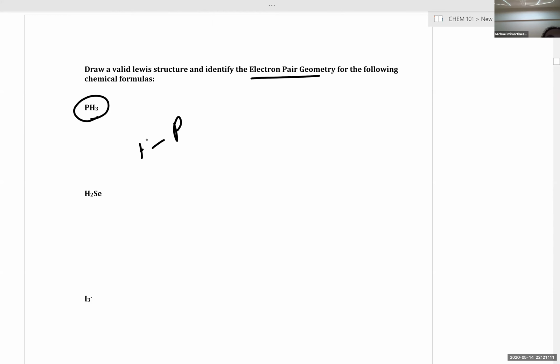I'll draw us the structure, and I just want everyone in the chat to tell me, what is the electron pair geometry for this molecule? Looking at our central atom, what is the electron pair geometry?